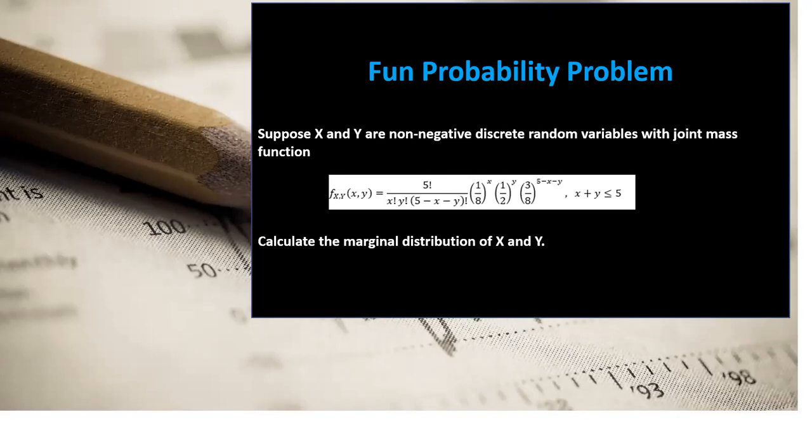This one is very similar to the binomial, but now it's a multinomial. We have x, y, and 5 minus x minus y. Intuitively, if I want to find the marginal distribution of X, it should be a binomial with n equal to 5 and p equal to 1/8. The same thing intuitively, when you look at this function, Y should also be a binomial distribution with n equal to 5 and p equal to 1/2. Right, because you just look at it by itself, but how do we mathematically prove this?